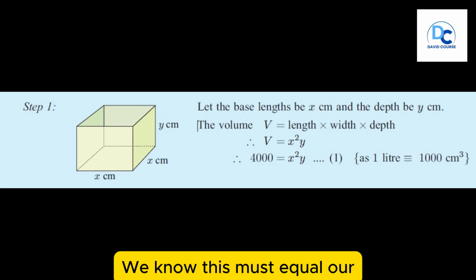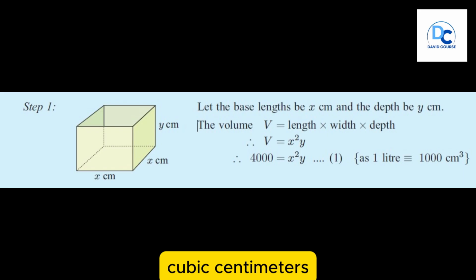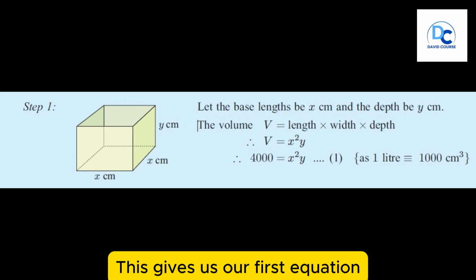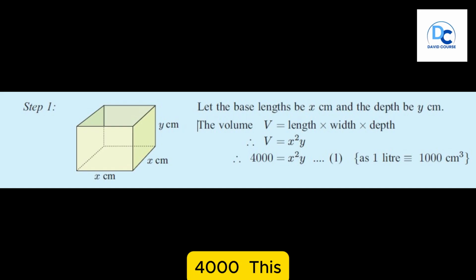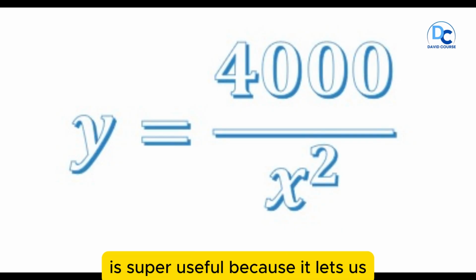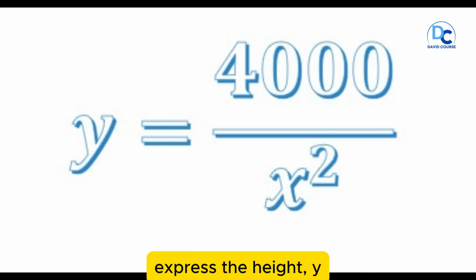We know this must equal our target volume of 4,000 cubic centimeters. This gives us our first equation. x squared times y equals 4,000. This is super useful because it lets us express the height, y, in terms of just x. If we rearrange it, we get y equals 4,000 divided by x squared.